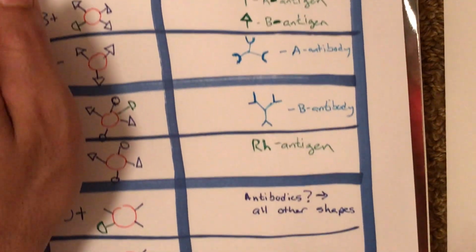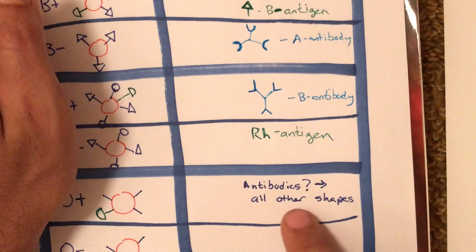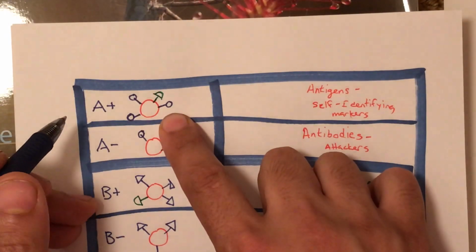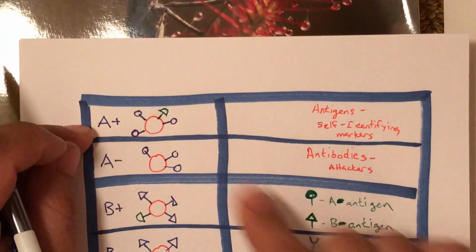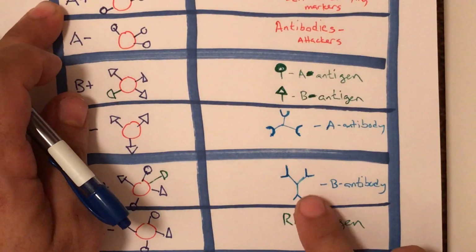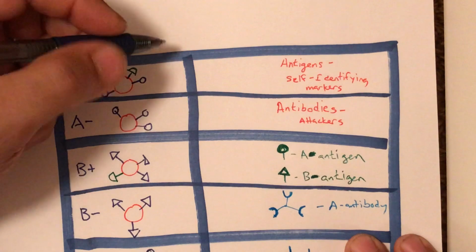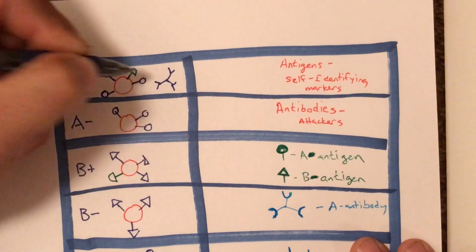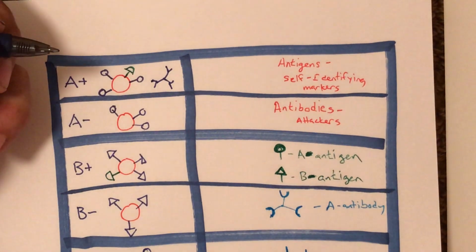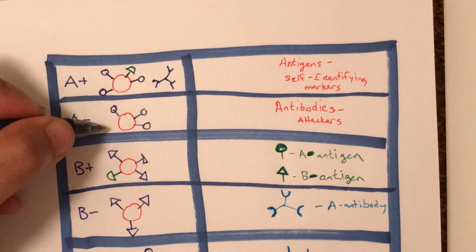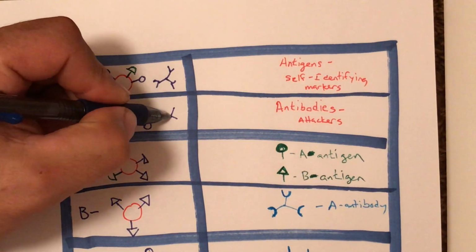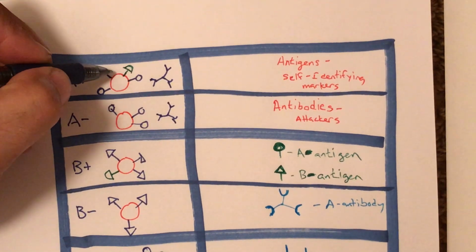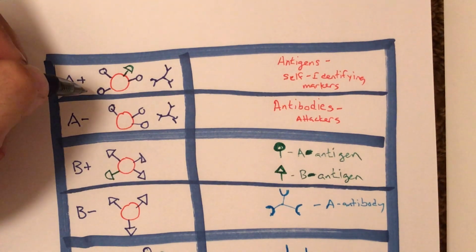And how do we know what kind of antibodies they have? The answer is all other shapes. If you have circle, then this person is going to have triangle antibodies, the B antibodies. So this person definitely has triangle shape antibodies, B antibodies. There you have it. And this person, same thing, circle, so they're going to have all other shapes, which is the triangle. We're going to ignore this D antigen for the moment.